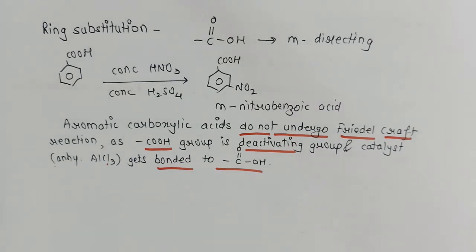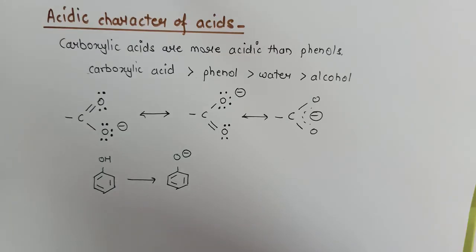So all these were chemical reactions shown by carboxylic acids. Now since we are continuously discussing these acids, we have to see their acidic character, how we can decide which acid can be stronger, and whether it will show other reactions of the carbonyl group or not. So let us move on to the next topic. Acidic character of acids.